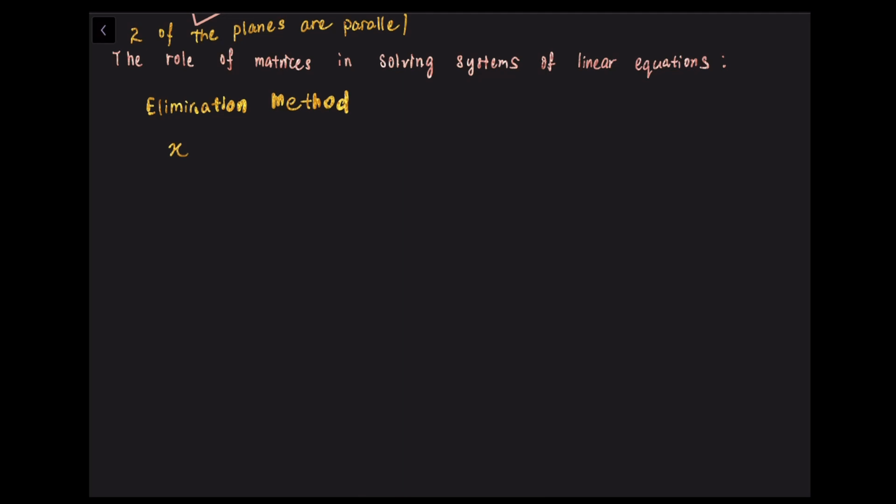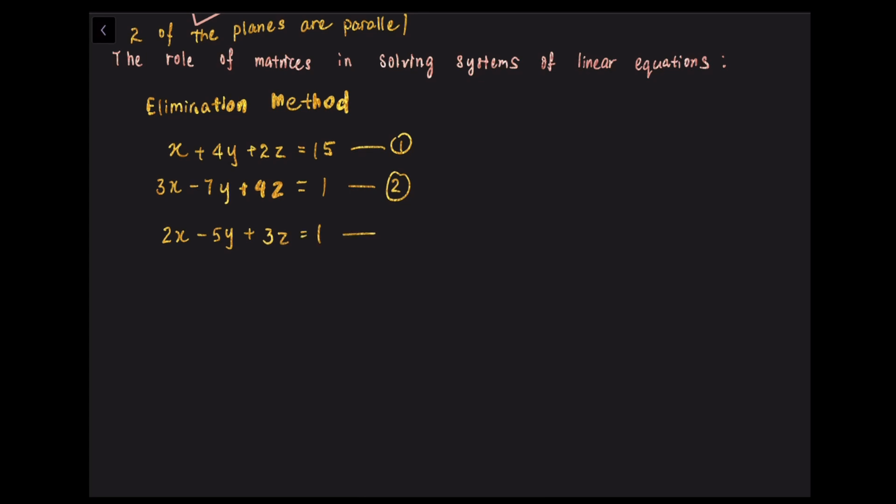So we have x plus 4y plus 2z equals 15. That is our first equation. And the second one is 3x minus 7y plus 4z equals 1. And the third one is 2x minus 5y plus 3z equals 1. The equivalent steps are now represented in matrix form.